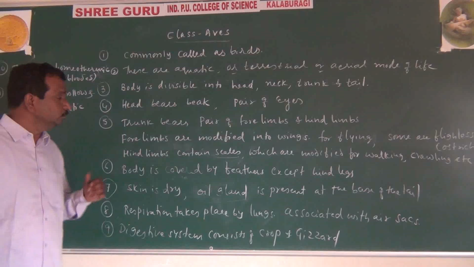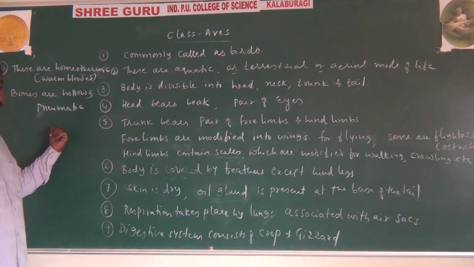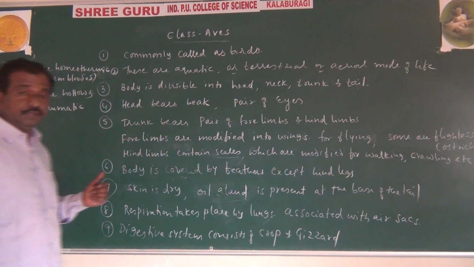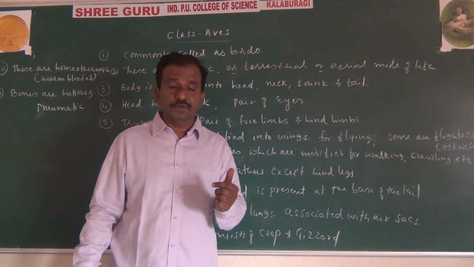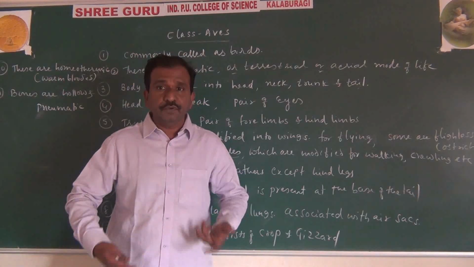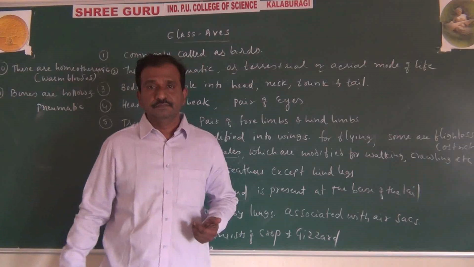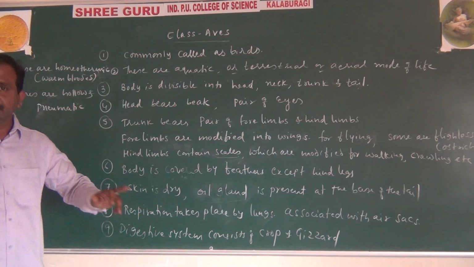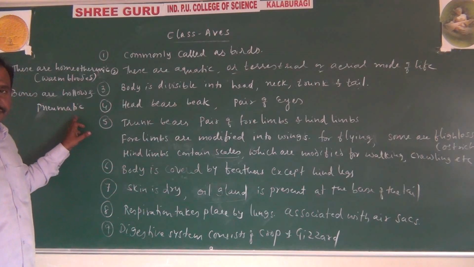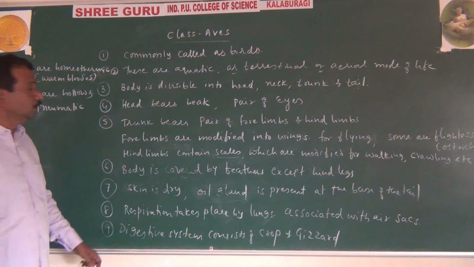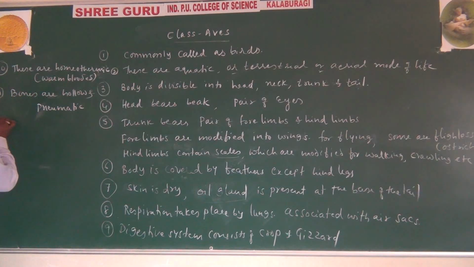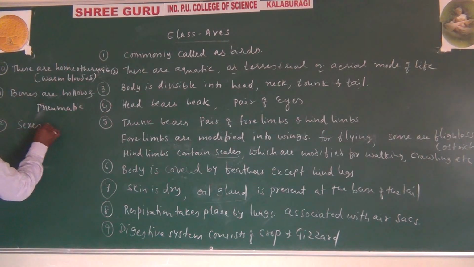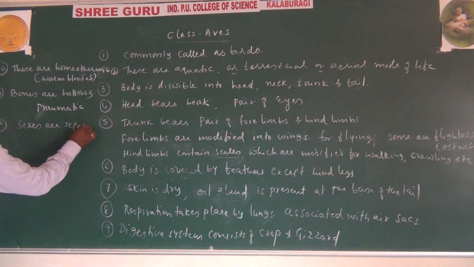Even the urinary bladder is absent. What is the function of the urinary bladder? It plays an important role in the storage of urine. If urine is stored, weight increases again, and then flying is not possible. So that is why the urinary bladder is also absent. So according to the syllabus you can write that the bones are hollow and pneumatic. Next, the last character, the 12th one: sexes are separate.